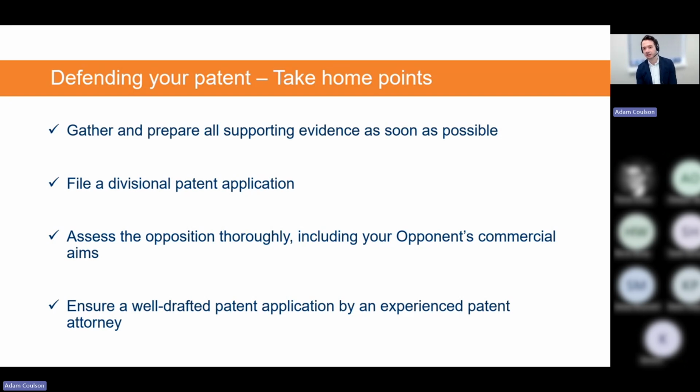Assess the opposition thoroughly, including an assessment of your opponent's commercial aims, and if there's any means to settle the case by way of a commercial agreement. Ensure your patent application is drafted by an experienced patent attorney, preferably one with experience in handling oppositions. This will ensure that they are aware of the pitfalls of a badly drafted patent application and how this could be detrimental when trying to defend an opposition.